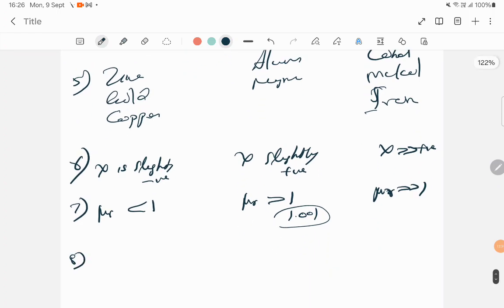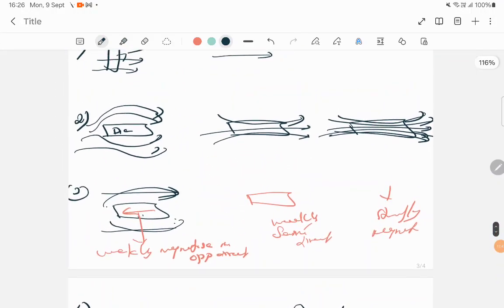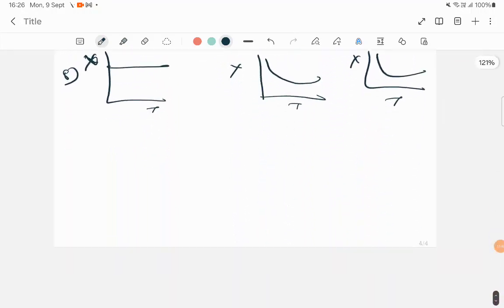Then the last is susceptibility versus Curie temperature. The graph is independent for dia, whereas it is dependent for para and ferro. These are the different examples. And why does a magnet behave like a magnet?